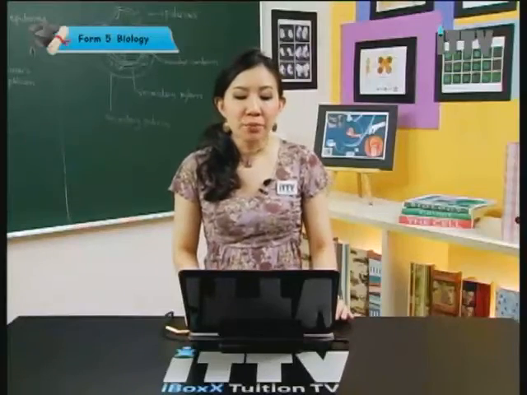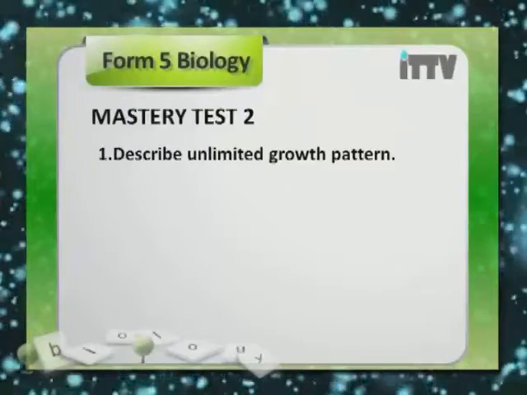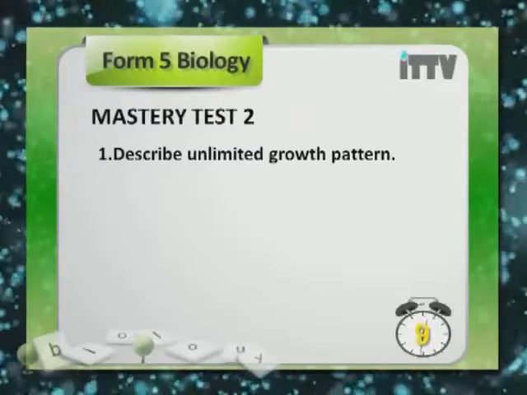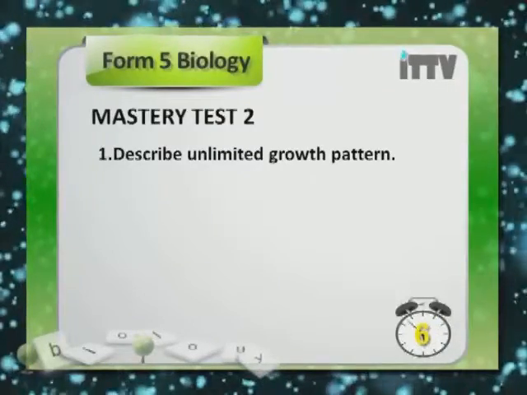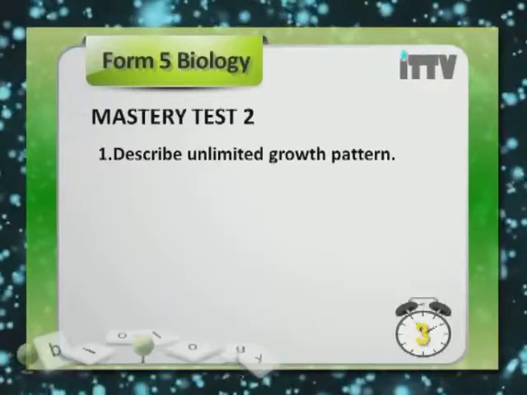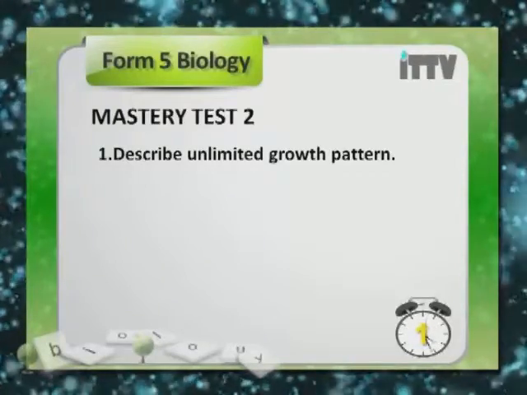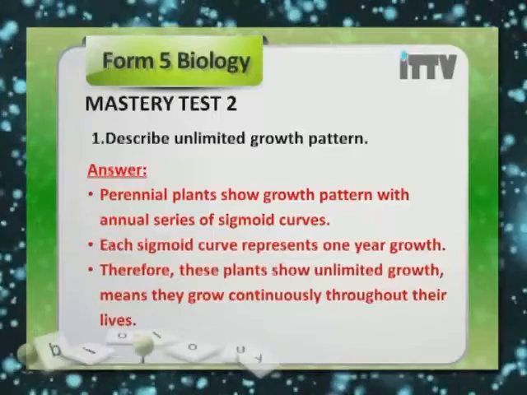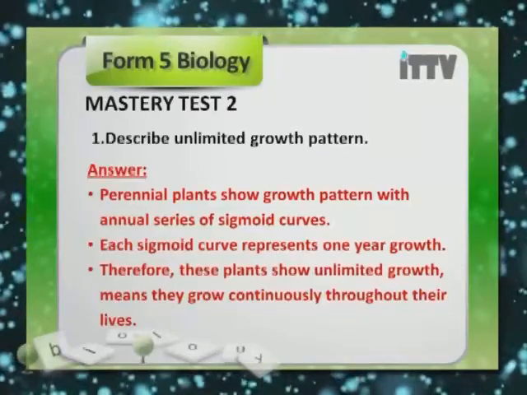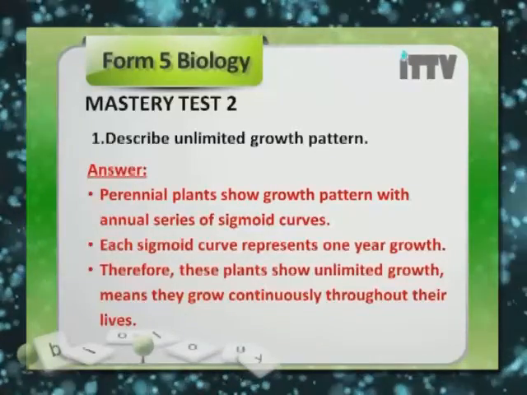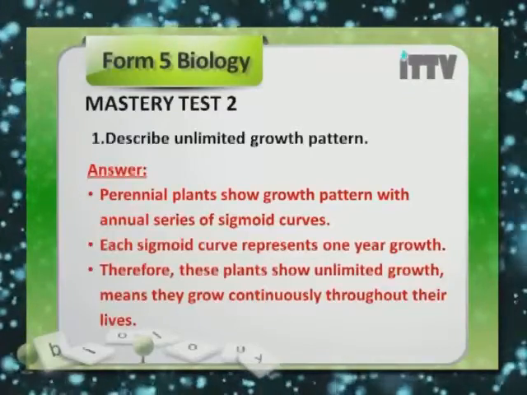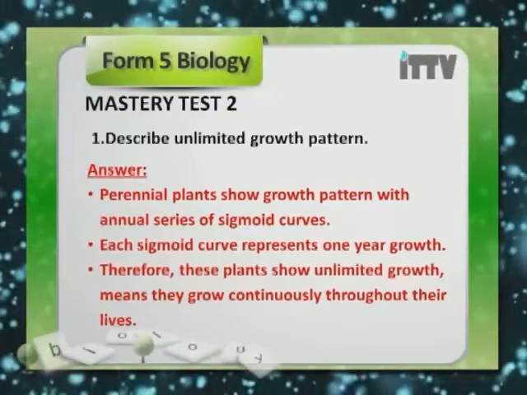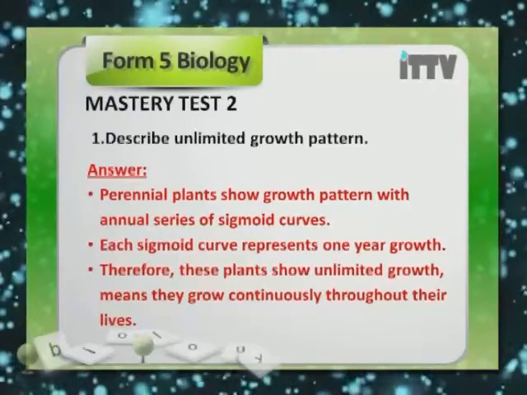Now let's look at some short structure questions. Firstly, describe unlimited growth pattern. Okay, unlimited growth pattern will be the growth pattern for perennial plants. Your answer should have that perennial plants show growth pattern with annual series of sigmoid curves, and each sigmoid curve represents 1 year growth. Therefore, these plants show unlimited growth, meaning they grow continuously throughout their lives.